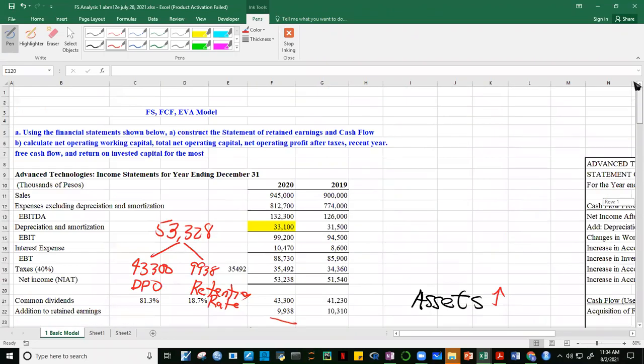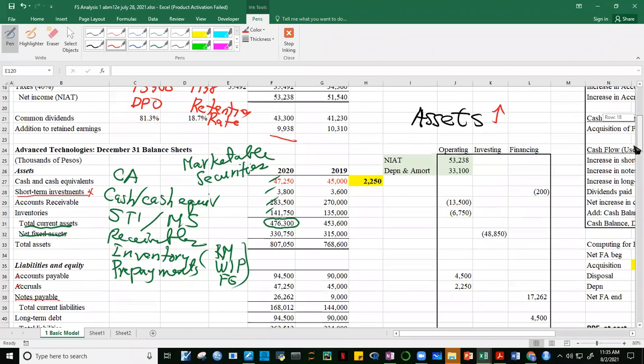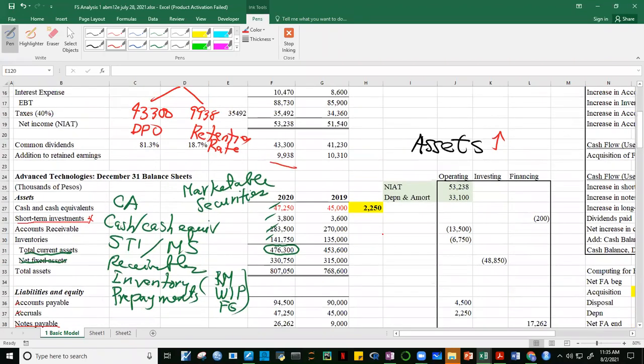Okay, so just a quick summary of this worksheet, guys. In this worksheet, what we did was to discuss the concept of EBITDA, no? Earnings before interest, taxes, depreciation, and amortization. We learned how to compute for the EBIT, or the operating profit, and then the net income after tax. We also learned how to construct the working paper for constructing the statement of cash flows.